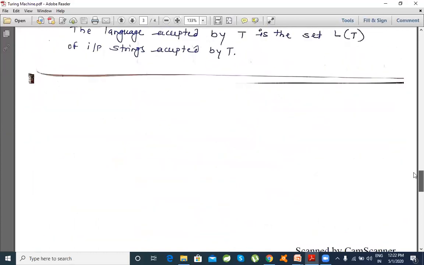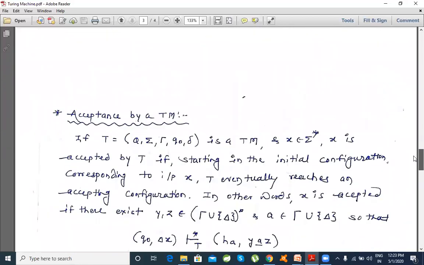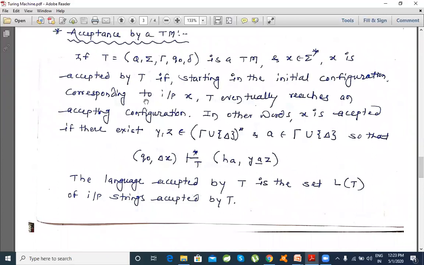Or you can visualize it something like this. This is my state number, the initial state, then X, and this is the blank symbol, and this is the whole X which we are passing using the Turing machine. So starting in the initial configuration corresponding to input X, while we are processing X, the Turing machine eventually reaches an accepting configuration.